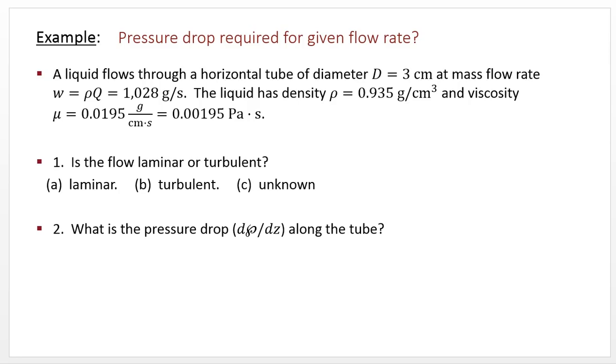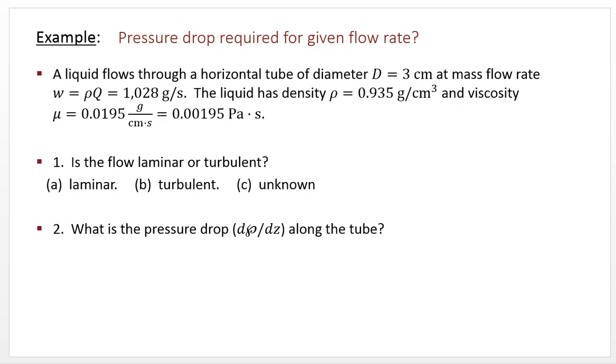Okay, next we'll go over an example that would apply one of these correlations. It's what's the pressure drop that's required to maintain a given flow rate through a tube. So in this case, a liquid flows through a horizontal tube. It's horizontal, so we don't have to worry about the effects of gravity on the flow. The tube has diameter of 3 centimeters, and the mass flow rate W is 1,028 grams per second. The liquid has density rho of 0.935 grams per cubic centimeter, and the viscosity mu is 0.00195 Pascal seconds, which are the SI units for viscosity.